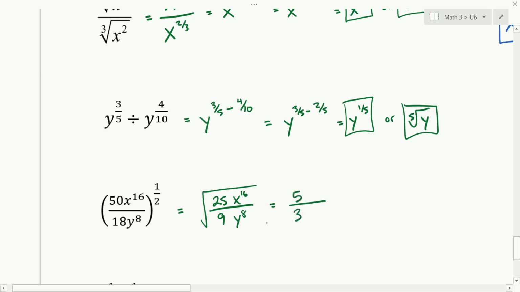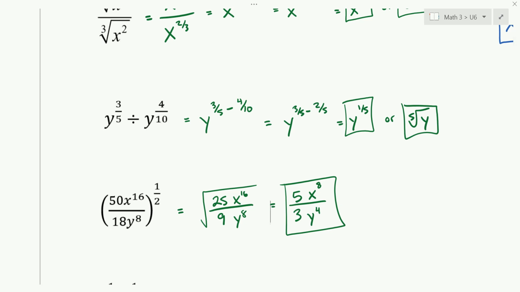How about the square root of x to the 16? Well, think: you've got 16 x's. How many pairs of 16? You can make 8 pairs of x's, right? If you had 16 of them. And if we have y to the power of 8, what's the square root of that? And there's our answer. And we don't have two forms of this answer because there's no fractional exponents in this answer.